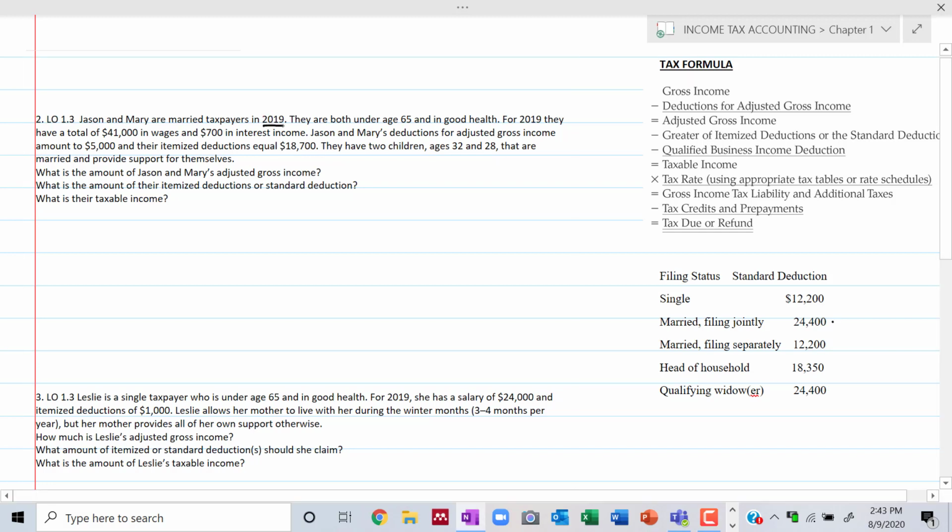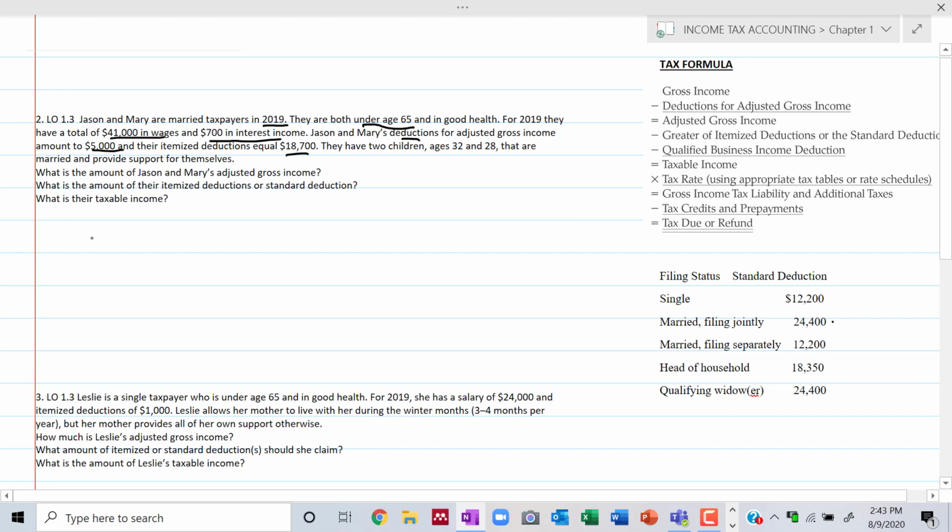And so we know the tax year is 2019. They're under age 65. They have $41,000 in wages, $700 in interest income. Their deductions for their AGI amount to $5,000, and their itemized deductions are $18,700. So in answering the first problem, what is the amount of Jason and Mary's adjusted gross income? The formula to compute that would be, look to the right, gross income minus deductions for adjusted gross income gives you your adjusted gross income.